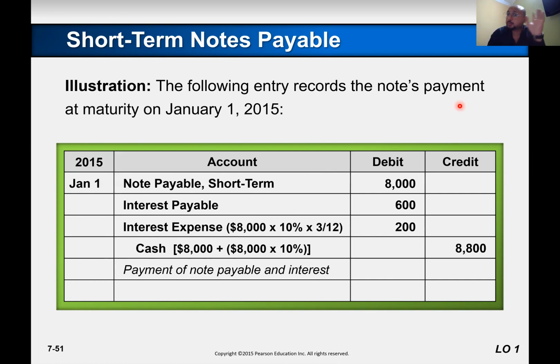600 belongs to the previous year, so the expense was already recorded over there, only payable. So we just decrease the liability, and this period's interest is only for 3 months. That's it, 200. So the treatment is the same. It's just that we are revising it as a current liability on the balance sheet. That's it, right? So do you understand this entry?